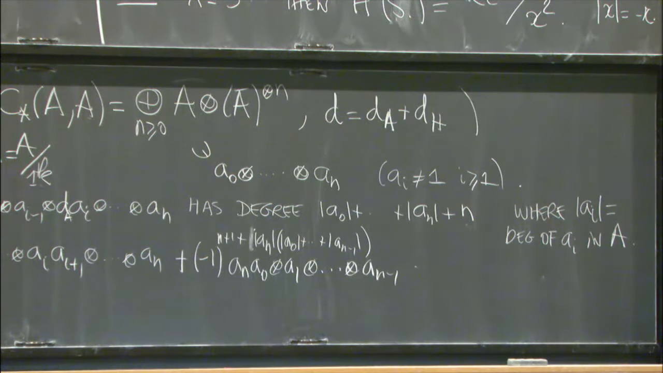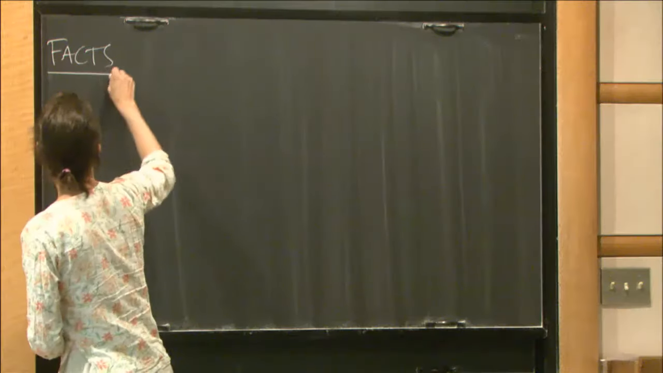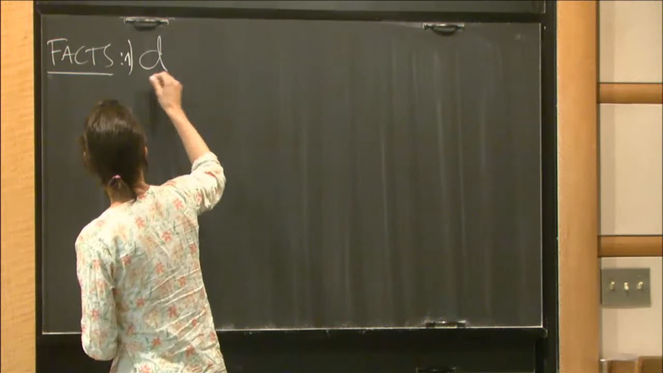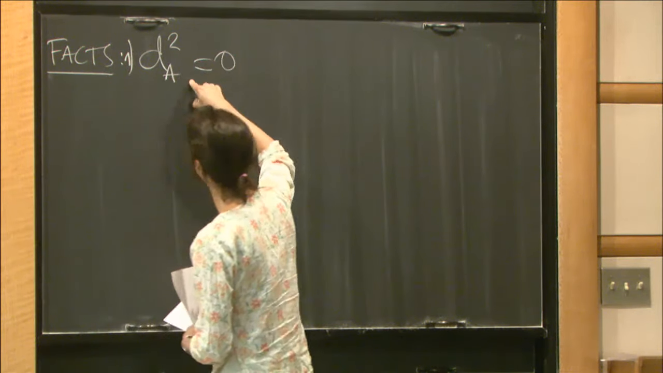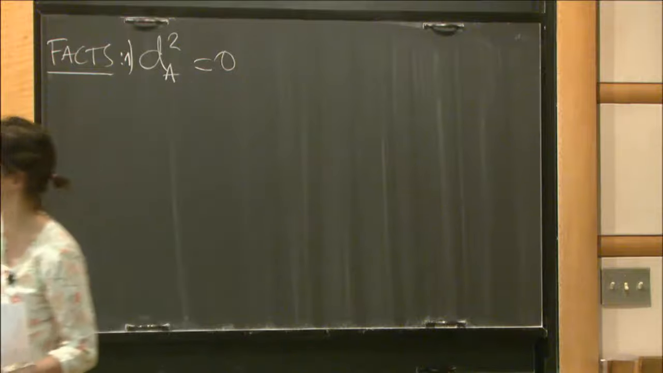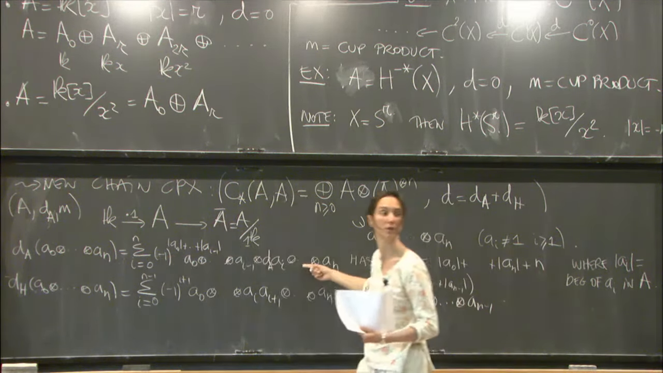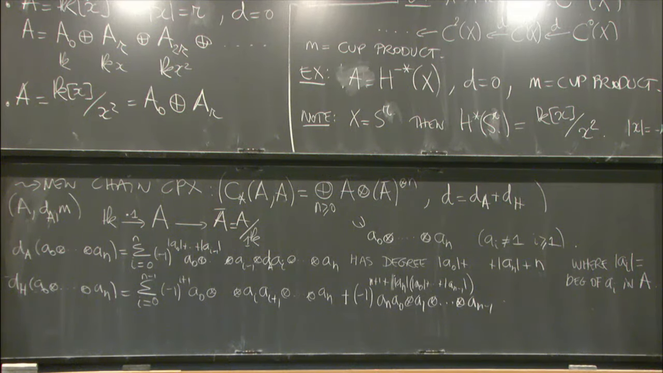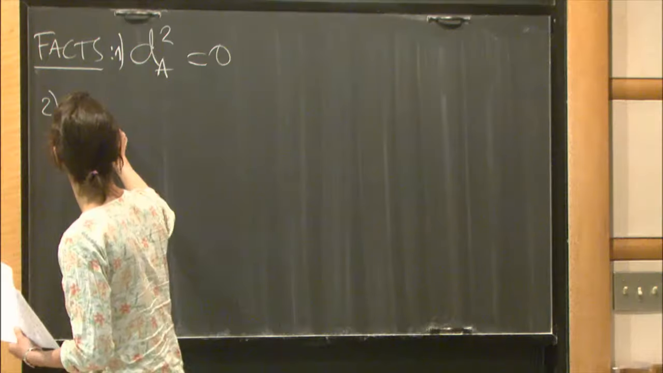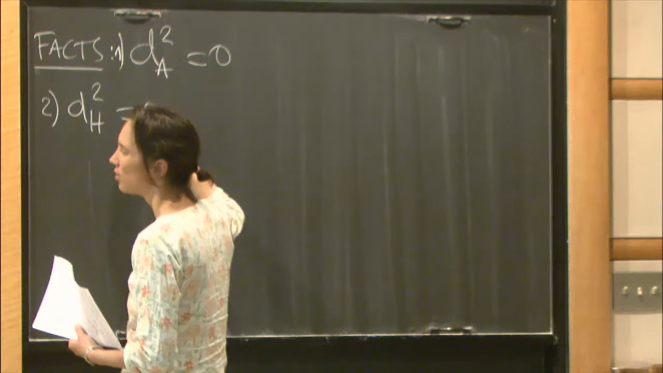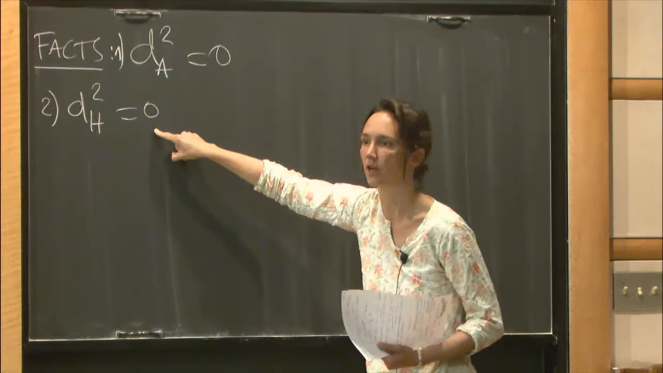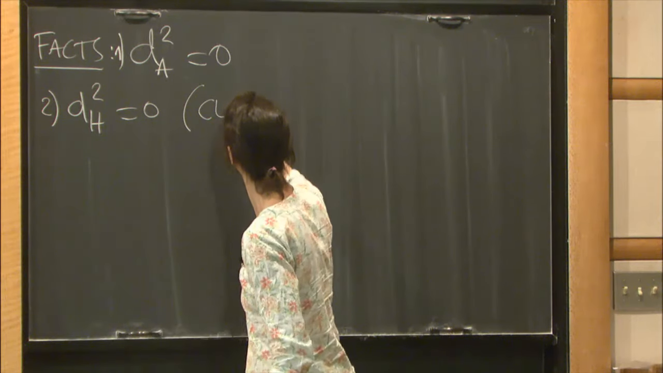Well, I should say, we have to be a bit careful. Facts. First, d_A squared is 0. This is a standard thing, it's in the exercises. It's a differential again, if I do this with these signs. Second, d_H squared is 0. Well, you have sort of done this. So here's the claim.